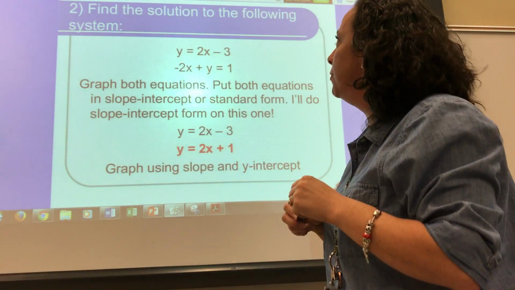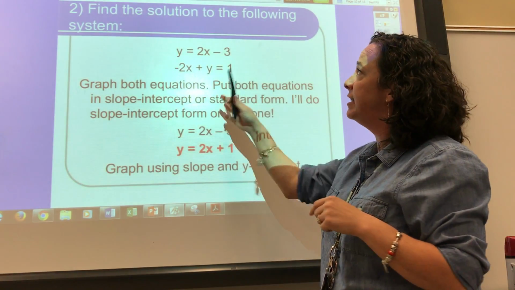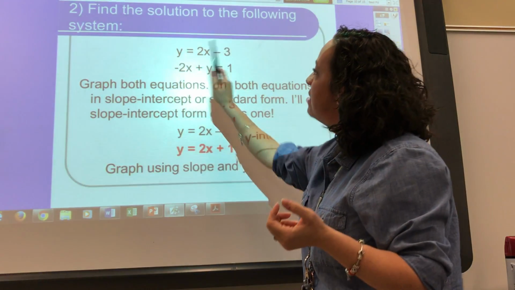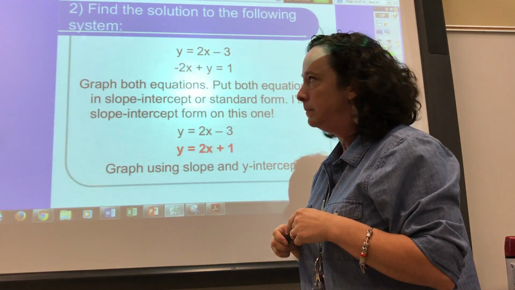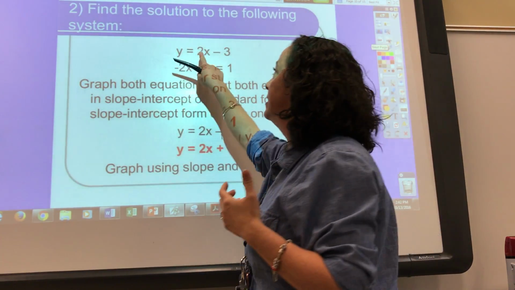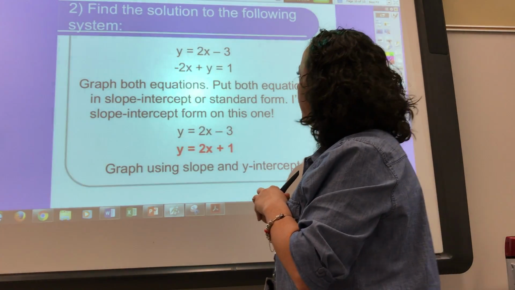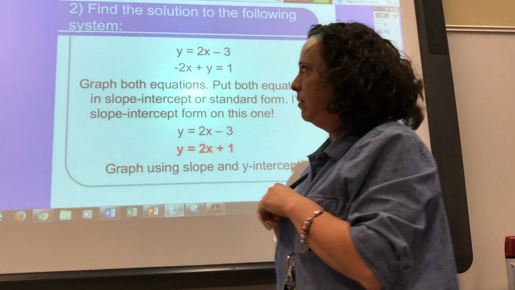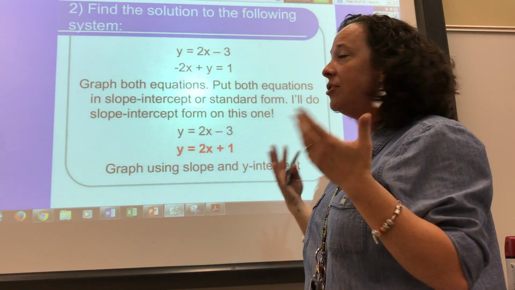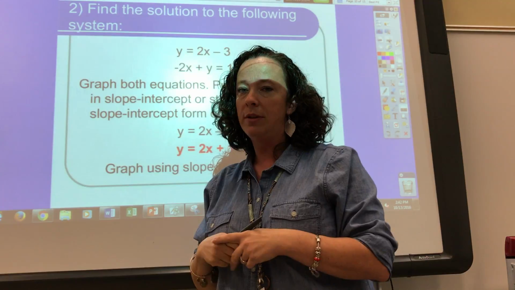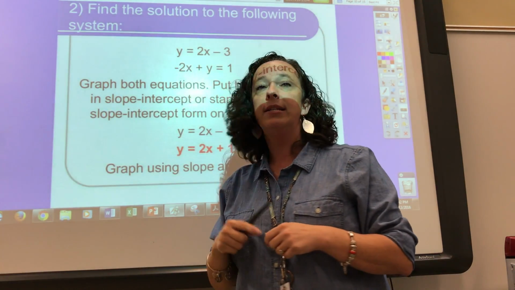On to another one. Number 2. Find the solution to this system. Okay, now look at this system. That's in what we call slope-intercept form. So we very easily can see the slope and the y-intercept. This is not in that form. We could do x and y intercepts and do it that way, but I would like us to practice solving for y.